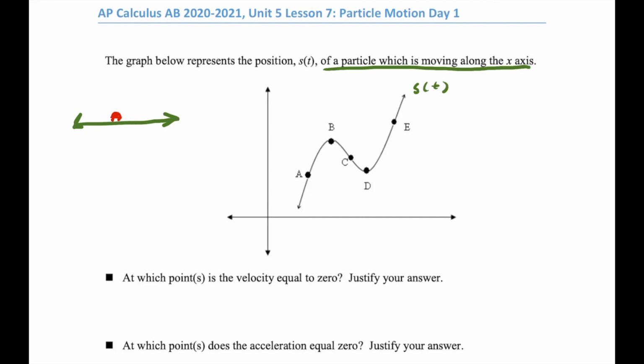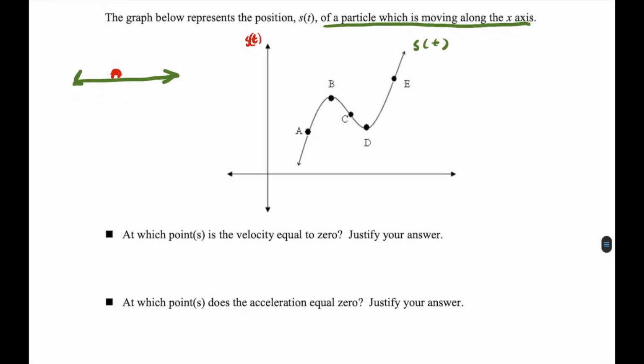And its distance from home is actually represented, it's a little confusing, but its distance from home is represented by this function here, s of t. So the farther up we go, the farther to the right this bug goes. The farther down we go, the farther to the left this bug goes. And so let's look at a few examples here.